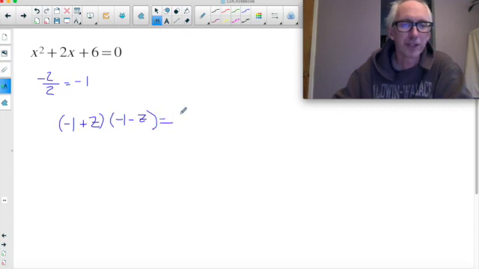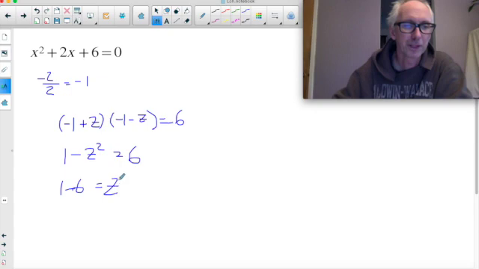And when you multiply those together, you're going to get 6. Okay, applying the rule of the difference of two squares, we're going to do negative 1 squared, which I'm not going to write out. I'm going to do that mentally, which is 1 minus z squared equals 6. Okay, we're going to subtract 6 and add z squared to get z squared by itself. And 1 minus 6 is negative 5.